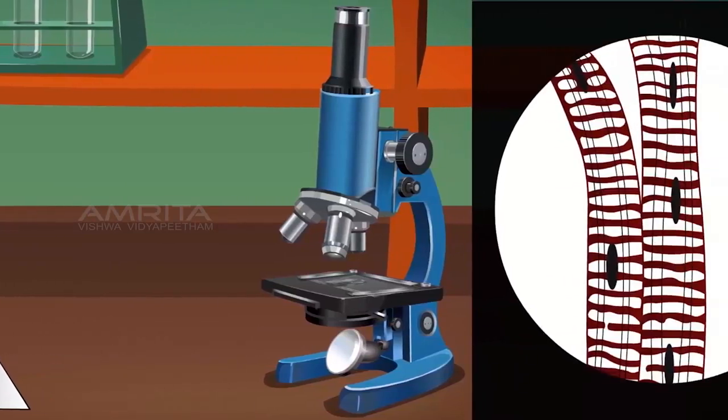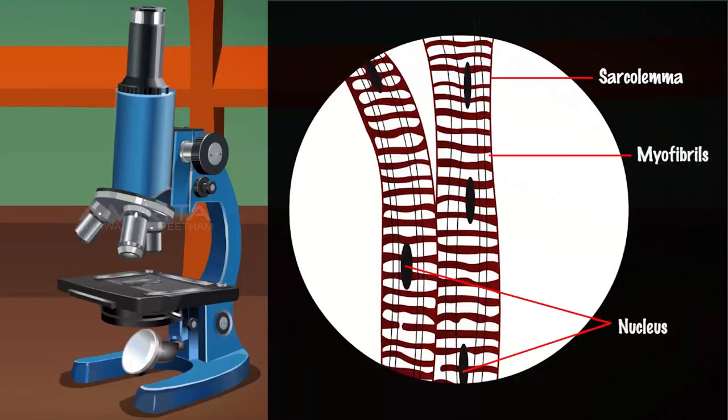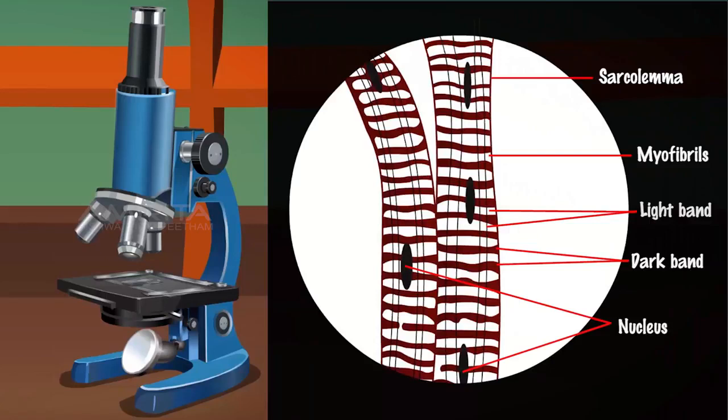Observations: the striated muscle cells are very long and have cylindrical fibers. The fibers are enclosed within a membrane called sarcolemma. These fibers are multinucleated, which means they have many nuclei. Each cell cytoplasm consists of many myofibrils. Each myofibril contains alternate light and dark bands, giving a striated appearance to the fibers.